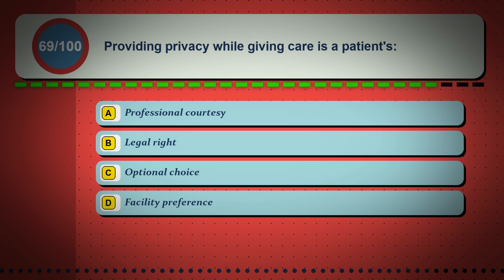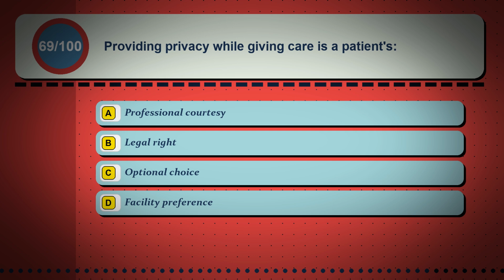Question 69. Providing privacy while giving care is a patient's: Option A, professional courtesy. Option B, legal right. Option C, optional choice. Option D, a facility preference.